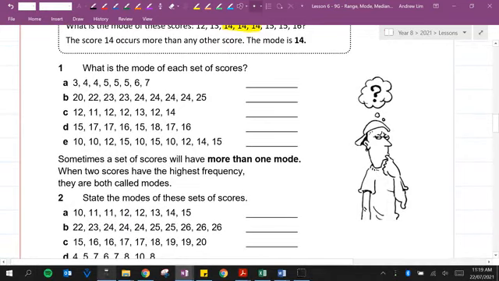Let's have a look at question 1. What is the mode of each set of scores? We can see here that the most common score for question A is 5. Pause the video, have a go with B, C, D, and E.